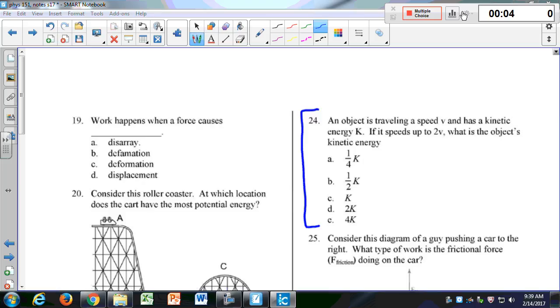Is that exam 1? Seriously? Whoa. Okay, exam 2, page 3. Object is traveling at a speed v and has a kinetic energy k. If it speeds up to 2v, what is the object's kinetic energy?